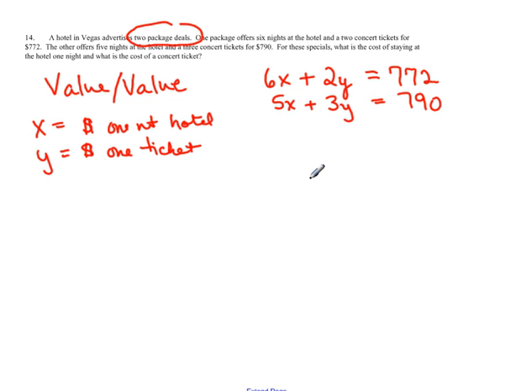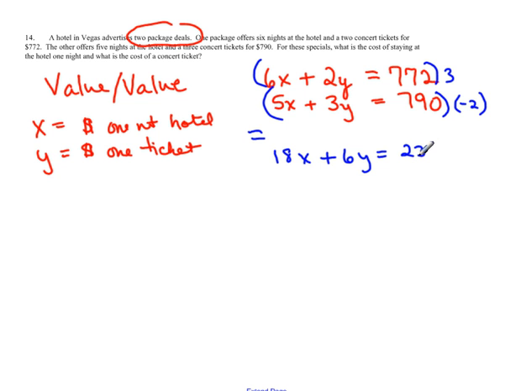So now you have your two equations, and from this point there's no difference between these problems and the ones we've already done. Choose an algebraic method in which to solve them. I chose elimination, and I chose to multiply the top equation by 3 and the bottom equation by -2 so that I eliminate the y's. So I'm going to do that now. I'm going to get 18x plus 6y equals 2,316. Now multiply the bottom equation by -2. You get -10x minus 6y equals -1,580.